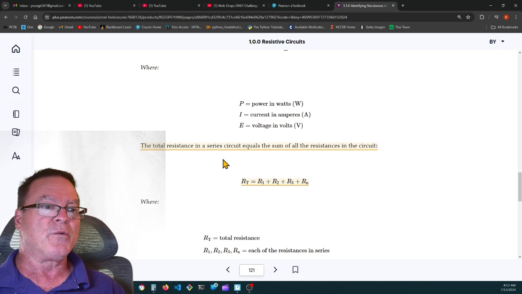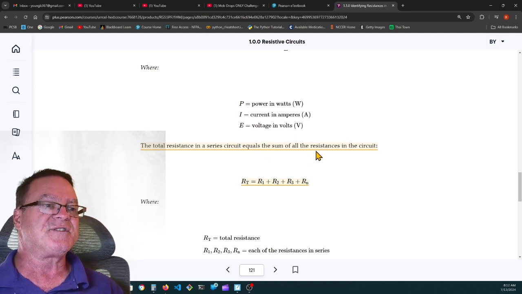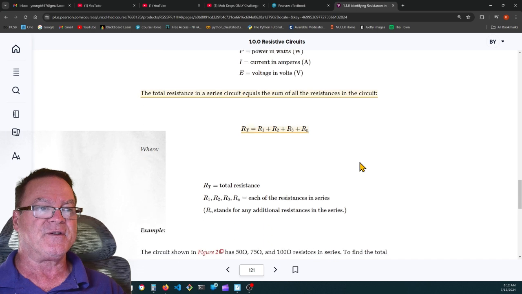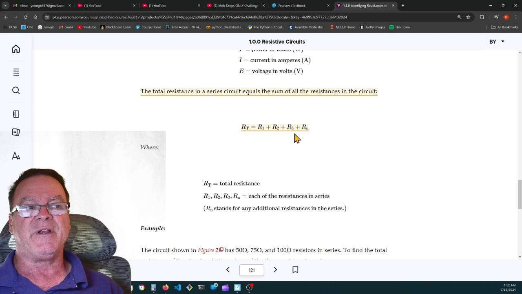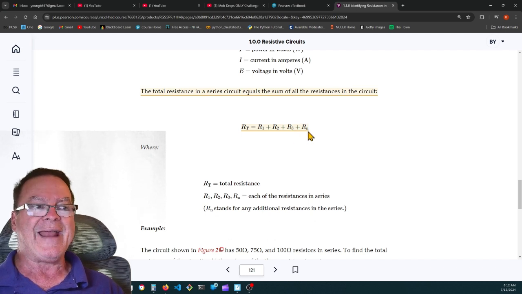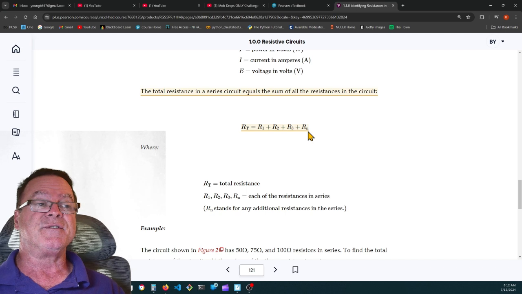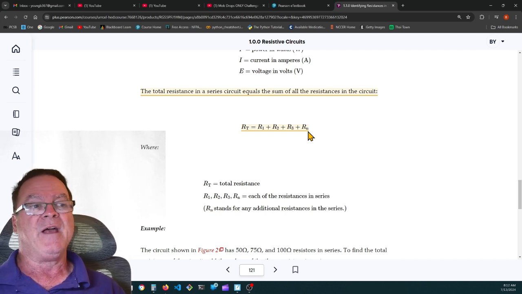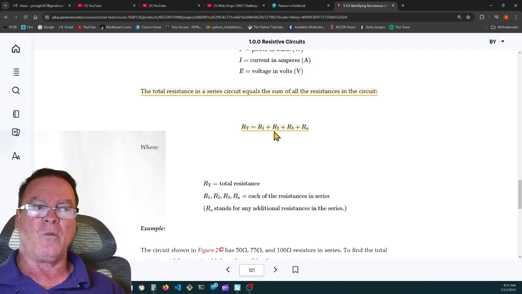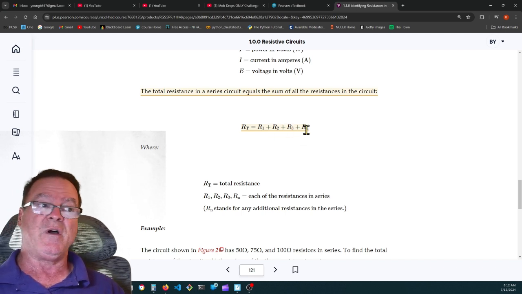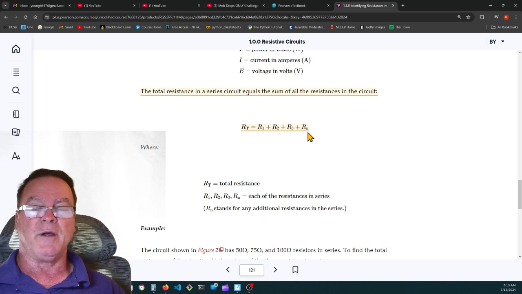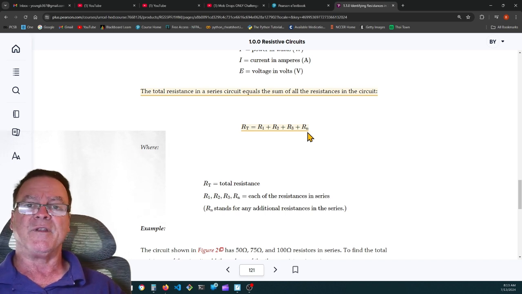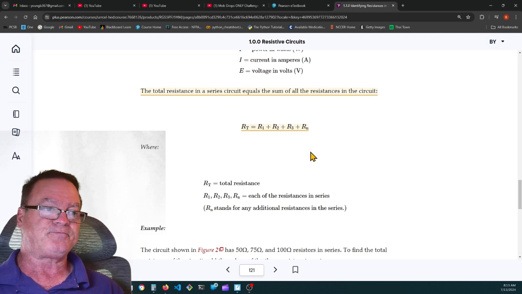Here's a highlight. It says the total resistance of a series circuit equals the sum of all the resistances in that circuit. So RT equals R1 plus R2 plus R3 plus Rn. That N stands for the number of resistors in that series circuit. So if there are 3, it's R1 plus R2 plus R3. And if there's 12, it's R1 plus R2 plus R3 plus R4, and so on, till you get to R number 12. The N stands for the number of resistors in that circuit.